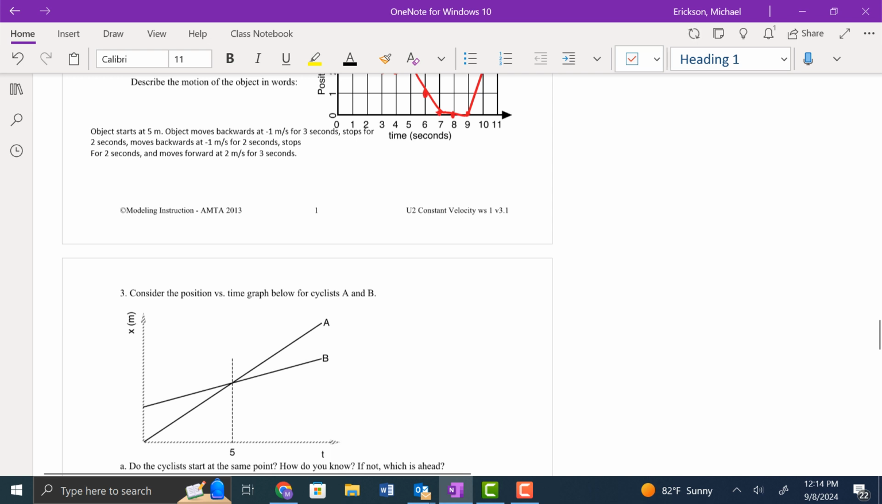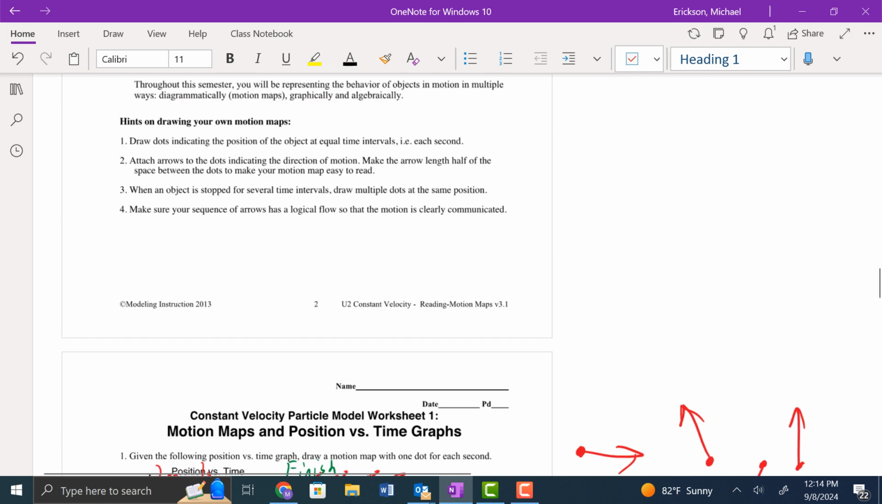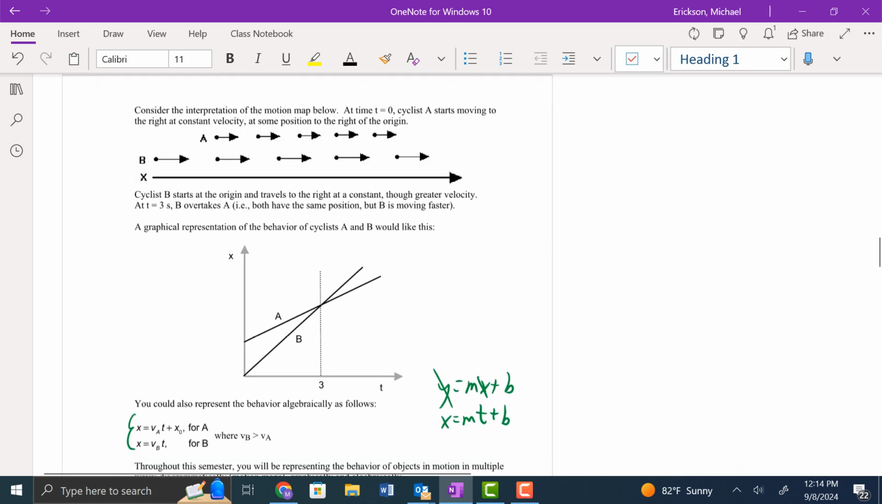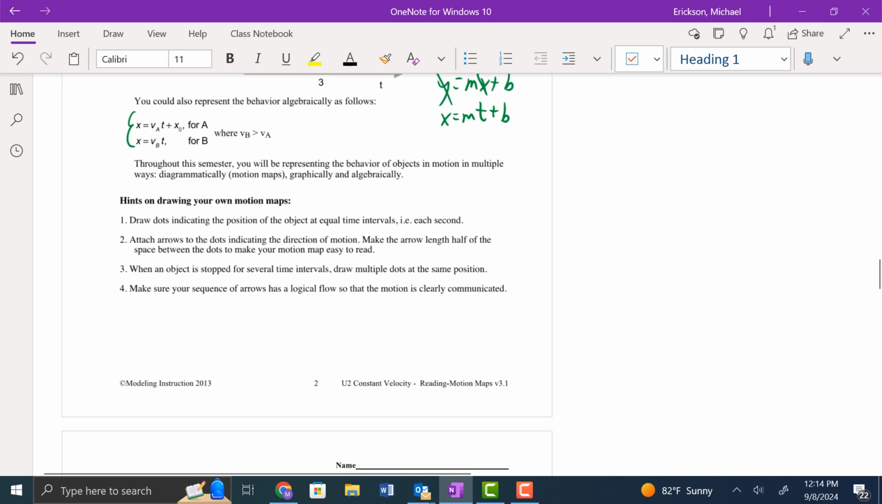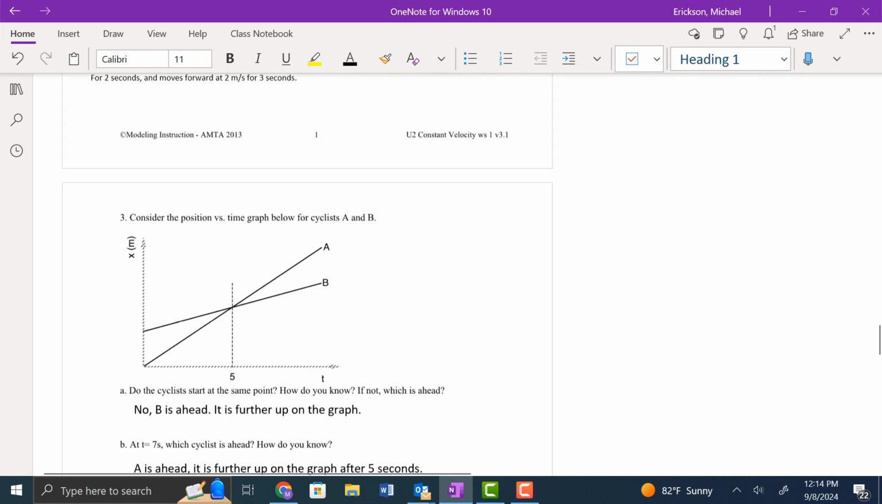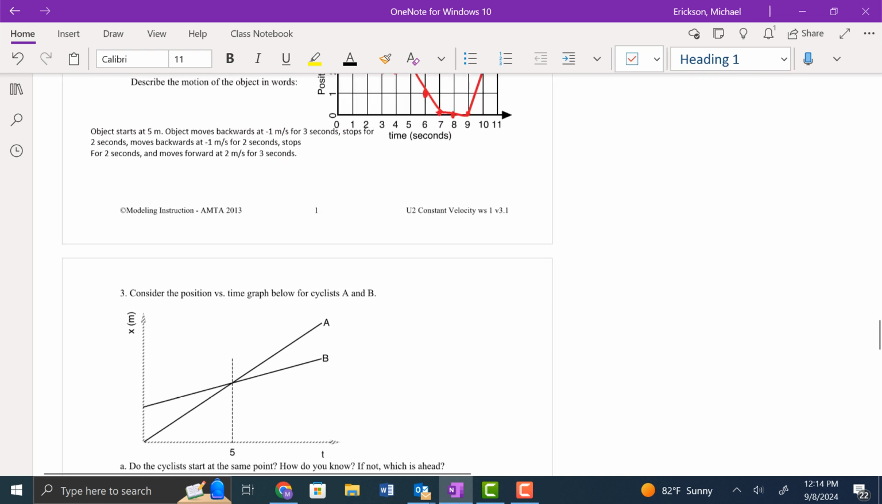All right, hopefully you've had some time to work on this. So you got this position time graph. We've actually seen this graph before up in the motion map reading. The one thing is that it was a different time, but A was actually the slower one, B was the faster one. In this case, you can see here that A has the steeper slope, B is the slower slope, or the less steep slope. But let's just start answering these questions.